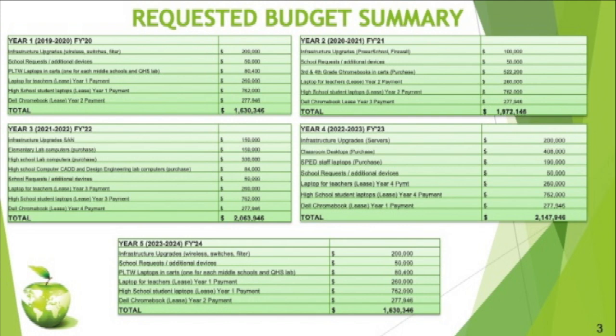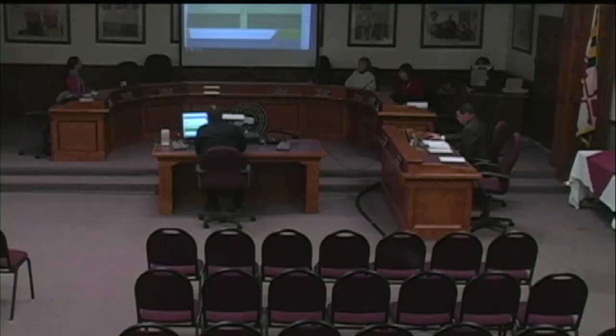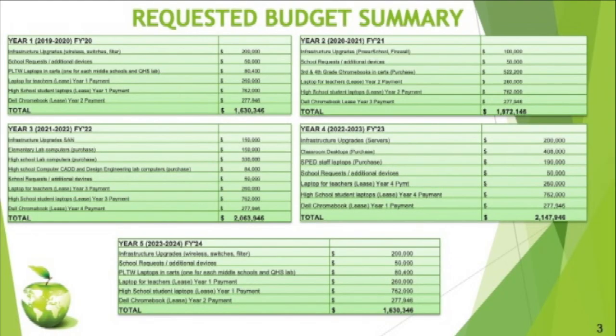So this is the first couple. You want to go through the overall, or do you want to just do each year in detail? Go through your presentation as you can. So this is the first couple years. Next year will be the first year of this proposal, where we will be getting the high school laptops.